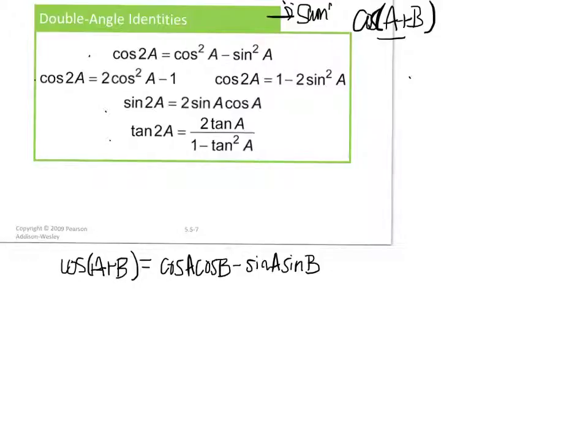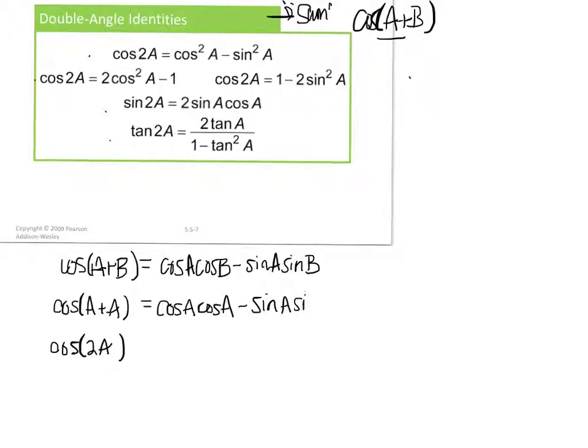Now, to get our double angle identity, and you do this to derive all of these different identities here, instead of cosine of A plus B, we take cosine of A plus A, because that is equal to cosine of 2A, which is what we're trying to find. So instead of plugging in B, we plug in A, so we get cosine of A cosine of A minus sine A sine A, which is equal to cosine squared A minus sine squared A.